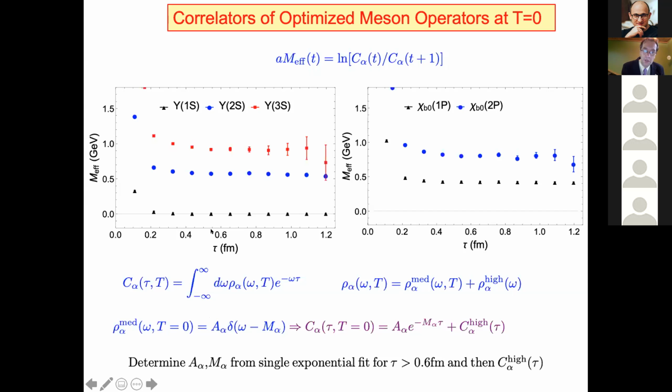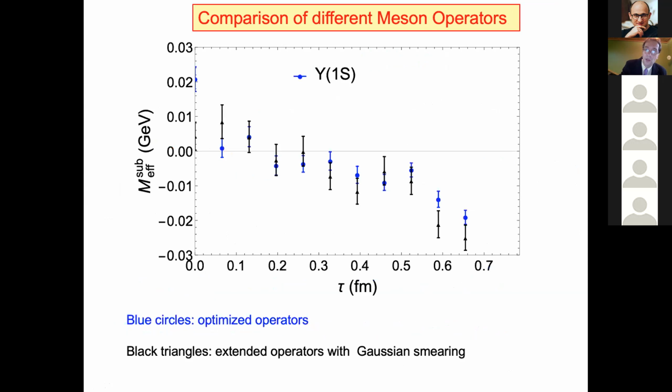However, because we have a nice exponential decay that can be clearly seen, we could determine the constant A and the mass of the bottomonium state from fits of the correlator. If you subtract those from the correlator, that gives you a parameterization of the high energy part of the correlator. That will be important in the next slide.